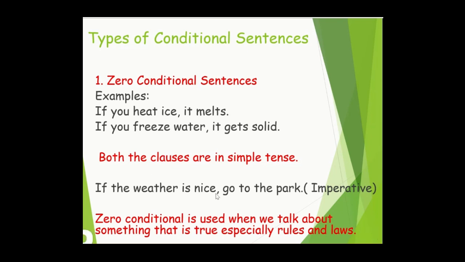If the weather is nice, go to the park. It means if the weather is nice, you can go to the park. This is an imperative sentence actually, and an imperative sentence shows either a suggestion, an advice, or a command. Zero conditional sentences are used to talk about something that is true, especially rules and laws, etc.